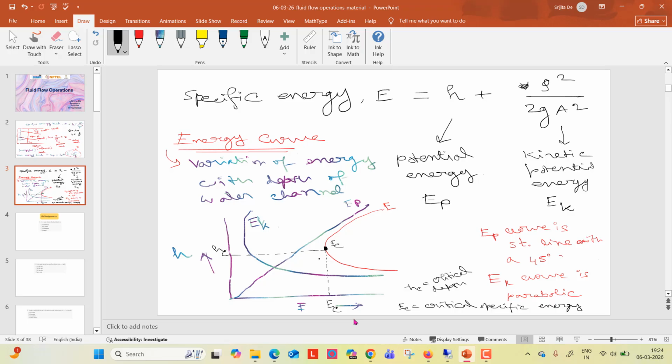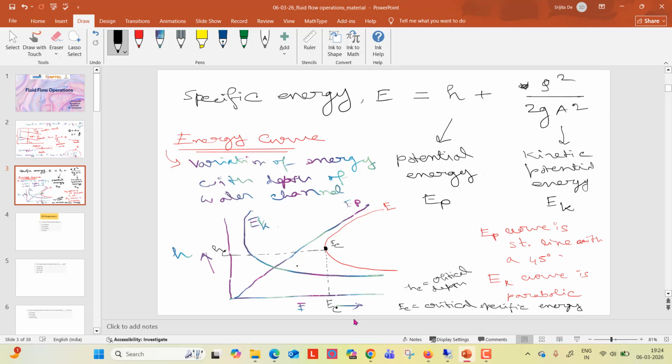Below this point, whatever specific energy is there, you cannot achieve that kind of energy in reality. Ideally you can achieve it, obviously, but for a given water channel, for a given shape of water channel, where this minimum point is cutting through the EK and EP curves, below this point you cannot achieve this energy in the real sense.